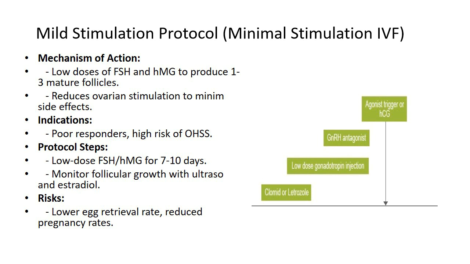2. Clomiphene citrate or letrozole plus gonadotropins. Clomiphene or letrozole given for 5 days, cycle days 3 to 7. FSH injections 50 to 100 IU, added on days 7 to 10 if needed. HCG trigger shot when follicles reach 18 to 22 millimeters.